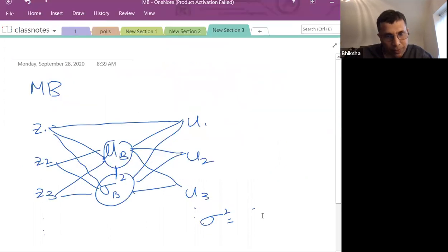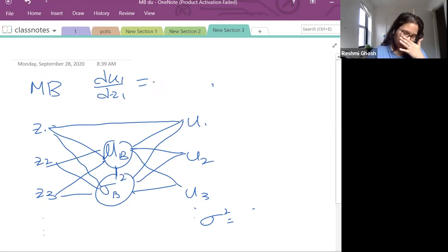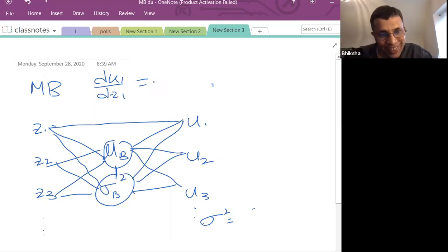Help me with this. I want to write the derivative of the U by dz. Let's say du1 by dz1. How many terms will it have? Anyone? Yes, Chris? Someone on the chat says 3. Yeah, I already gave you the answer. Can you tell me what those 3 are? First, why are there 3? Can you tell me by looking at this figure?